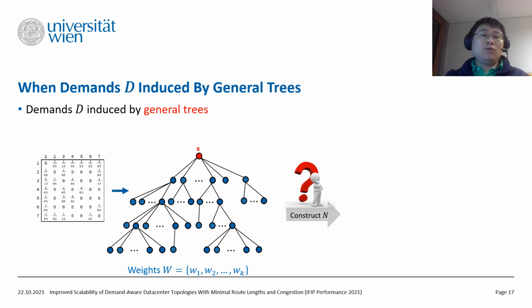Okay, so when a demand is induced by a star, we can construct an Ego tree to find the optimal network for it in polynomial time. But when the demand becomes a general tree, it's not like a star anymore. How can we still find a good network for it? Here, each node has communication with S, and also has communication with someone as its children. So we cannot use the Ego tree so directly.